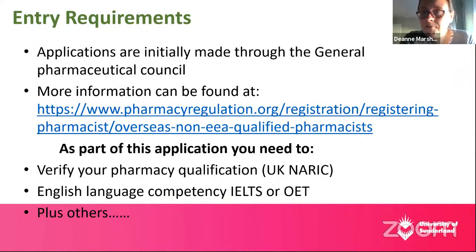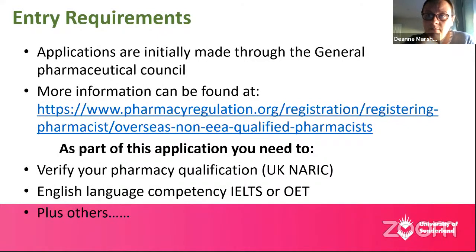So, after all of that, that is the course. How you apply to the course is very important as well. You do not apply directly to the university. You need to go through the General Pharmaceutical Council, which is our regulatory body for pharmacy in the UK. This is the website here, and there's a lot of information on there which you need to go through and look at before you decide to make your application.